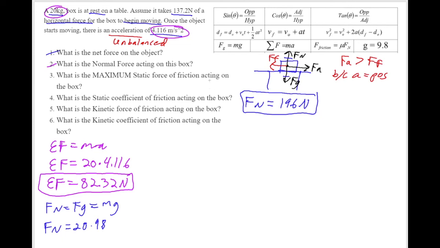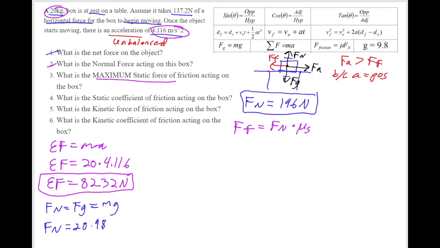Okay, 2 down, 4 more to go. What is the maximum static force of friction acting on the box? So this question is kind of tricky, and the reason is that for the force of static friction, we're usually used to it equaling force normal times the static coefficient. We don't know the static coefficient at the moment, so we can't really solve for it this way. But there is another way that we can solve for it, and that's by looking carefully at our problem.